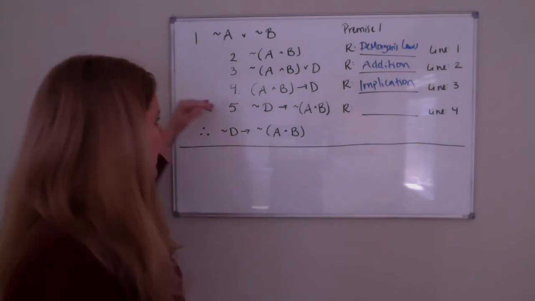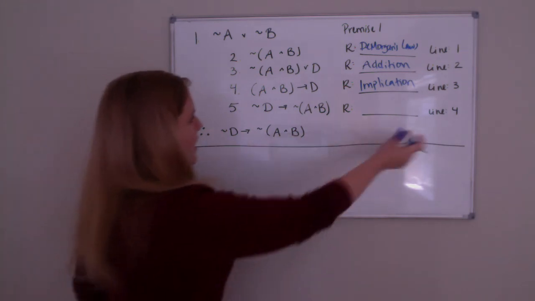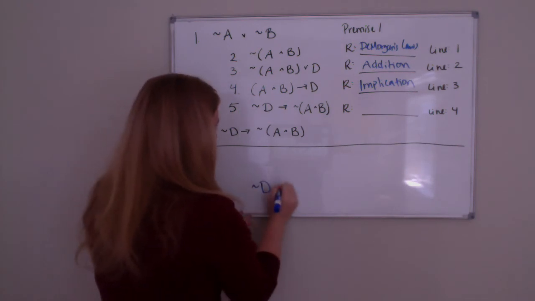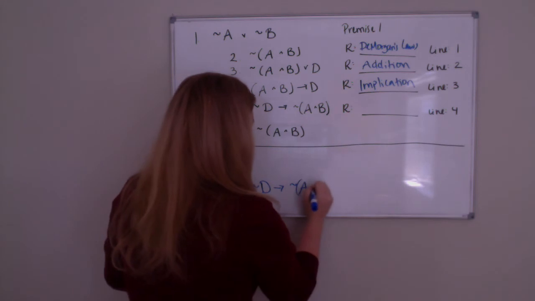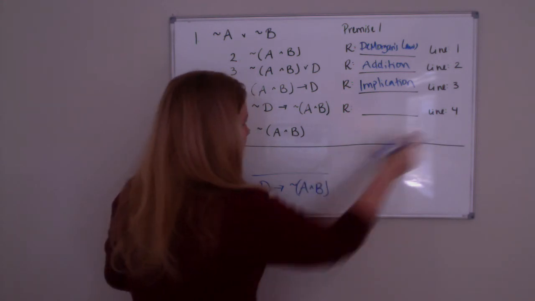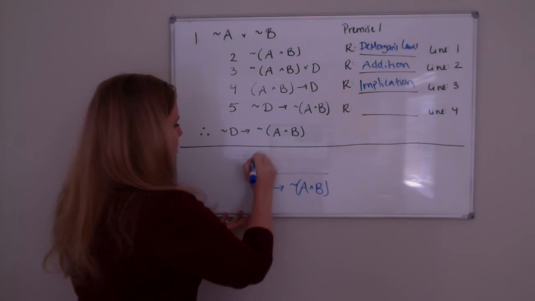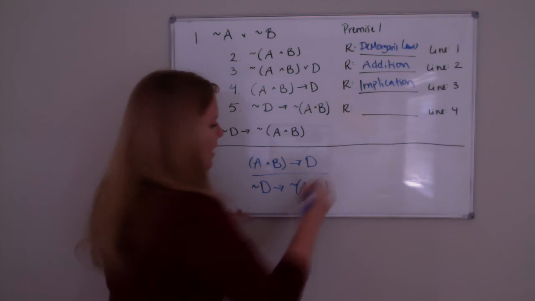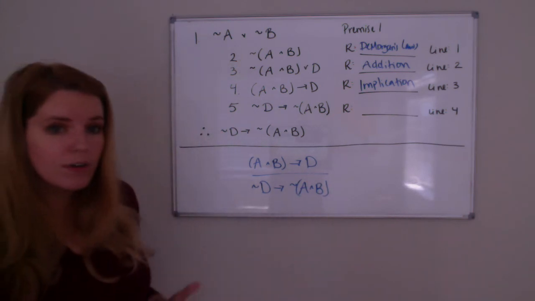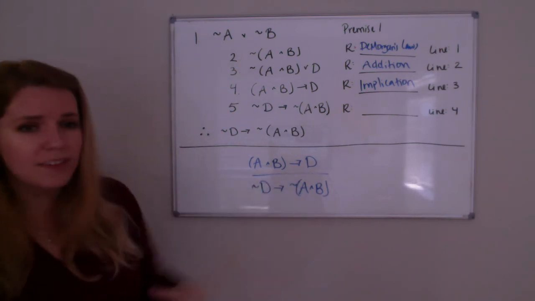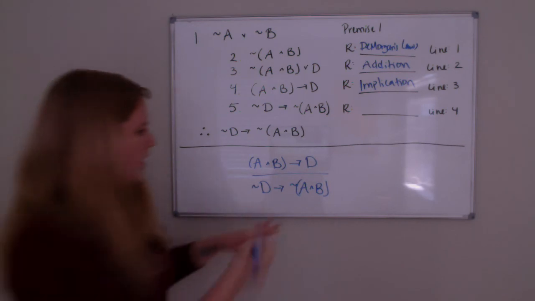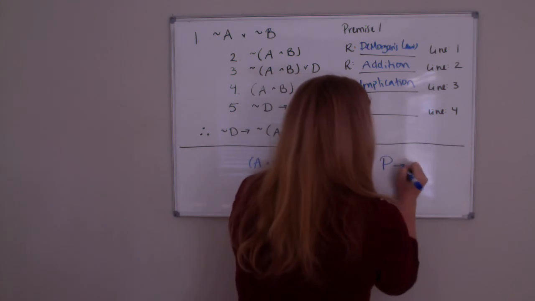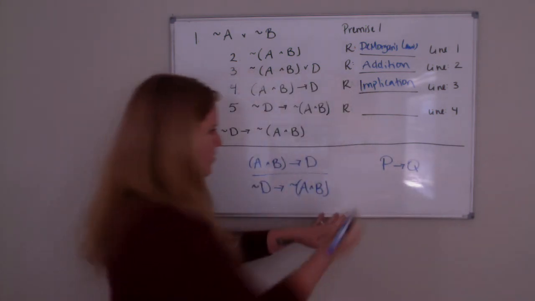Okay, so our last line here, 5, says that from whatever we have in line 4, we can get if not D, then not A and B. And again, we've cited line 4, so now let's go up to line 4 and say, okay, we're inferring that from the claim if A and B, then D. Okay, so let's go ahead and simplify this again the same way that we had before.